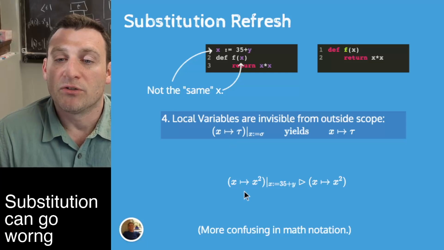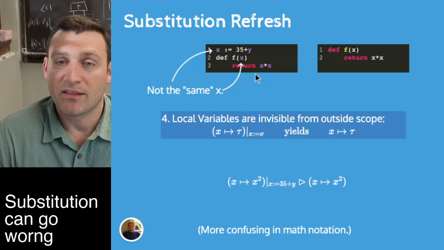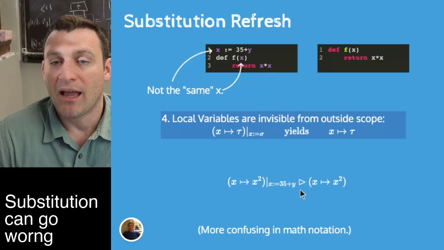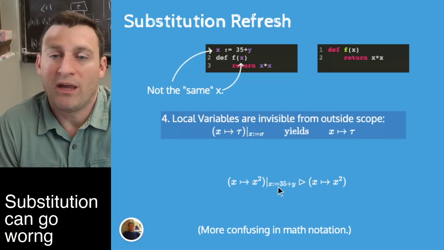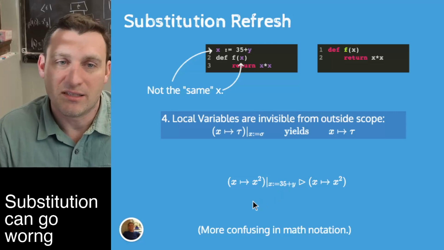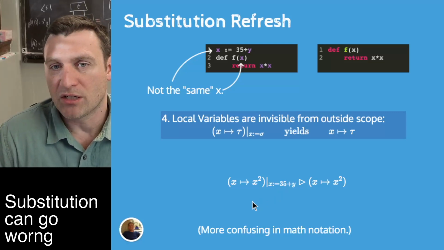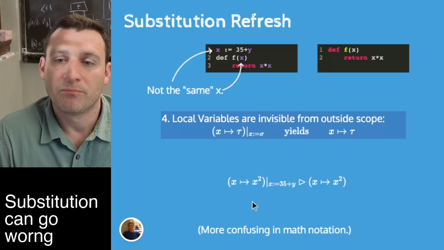The function f is now hiding behind this arrow. This next part shows it in math symbols only. X maps to x squared is saying the same thing as the function we have up here. F of x returns x times x. And we see that if we try to make an outside substitution, well, it's in a different scope. It doesn't even see the x at all. It's as if they were named different things. This is more confusing in math notation than in programming languages. Nevertheless, it still applies in both worlds.